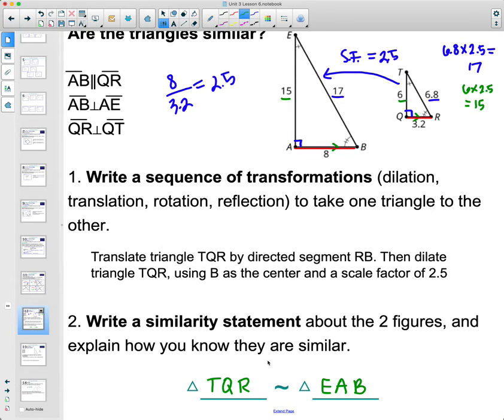And how did we know that they were similar? Because there were rigid motions that took all of these vertices to coincide with these ones. And by that scale factor, we got all the sides to be the same length as these. So we were able to land it on that triangle because they were congruent after a dilation.